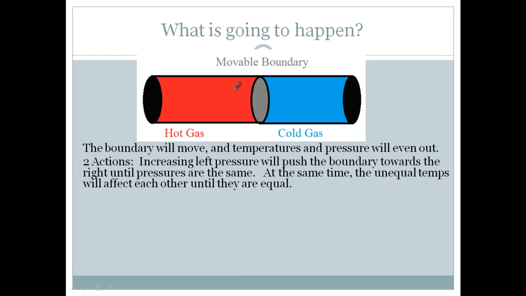So the boundary will move and the pressure will even out. So this side, the pressure goes up. So P up. Boundary moves this way because of that pressure, until these pressures become equal. Eventually this P over here is going to equal this P over here. So P1 will equal P2 eventually. And at the same time, the unequal temps will affect each other too until they're equal. So all this hot over here, from our laws of thermodynamics, the heat is going to flow into the cold, warm it up.